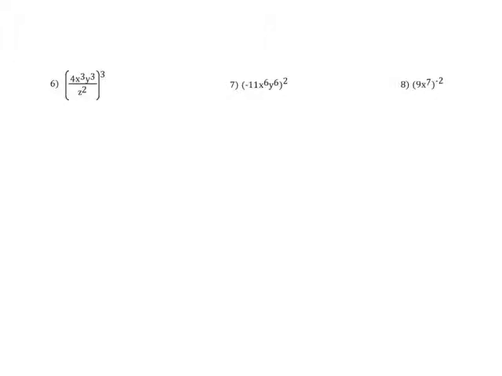Alrighty guys, we got another few examples of how we simplify expressions using the properties of exponents. So we're going to start with number 6 over here on the left. And remember, we say distribute, but we do the whole air quotes thing. So I hope you're air quoting as you kind of distribute.